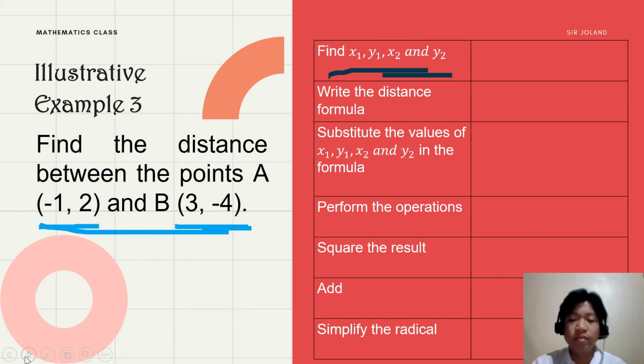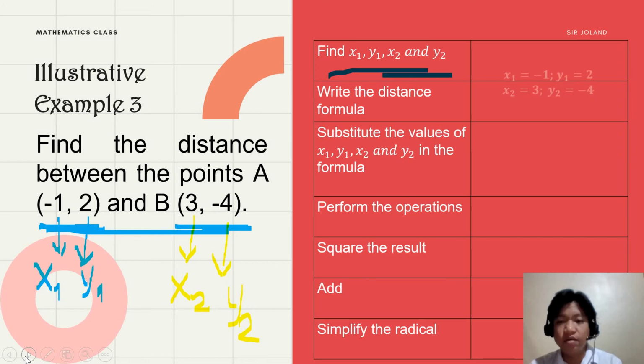So, again, saan ba manggagaling yan? Siyempre, nandito sa ating given points. Ang ating first point is A. So, nasa kanya natin ilalagay si x sub 1, y sub 1. Yung first number natin is the x sub 1. And then, yung second number natin ay y sub 1. Okay? And then, yung ating second point is yung point B. So, dito natin kukunin yung ating x sub 2. And then, yung ating y sub 2. Ayan. That's it.